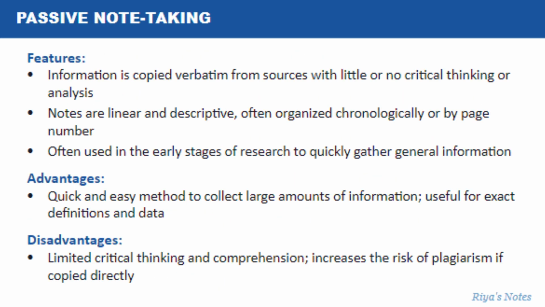Passive note-taking. Features. Information is copied verbatim from sources with little or no critical thinking or analysis. Notes are linear and descriptive, often organized chronologically or by page number. Often used in the early stages of research to quickly gather general information. Advantages. Quick and easy method to collect large amounts of information, useful for exact definitions and data. Disadvantages. Limited critical thinking and comprehension, increases the risk of plagiarism if copied directly.